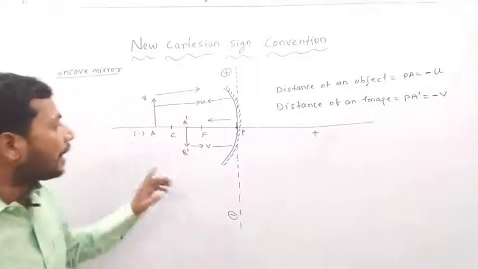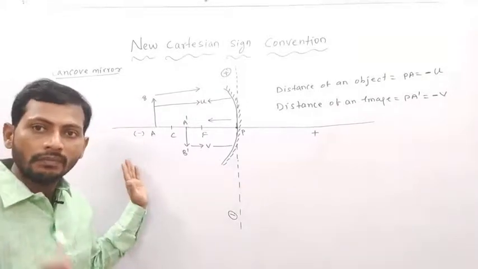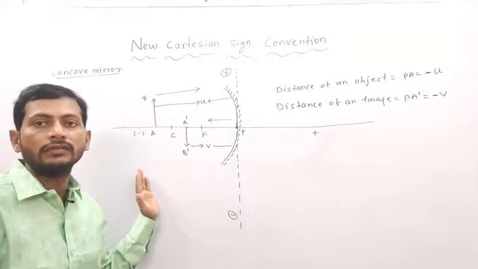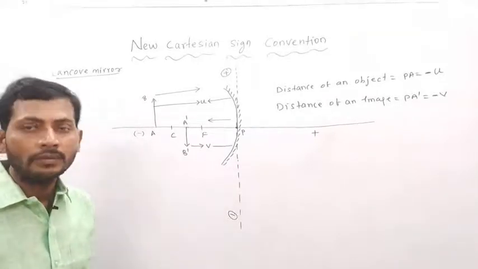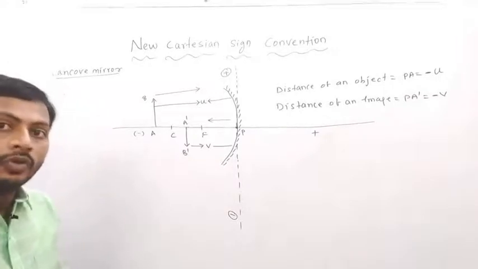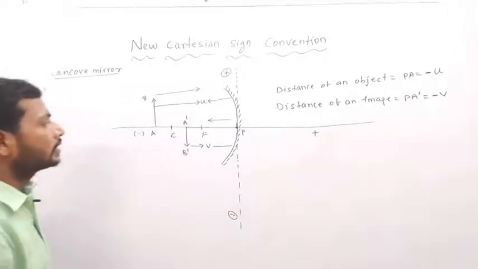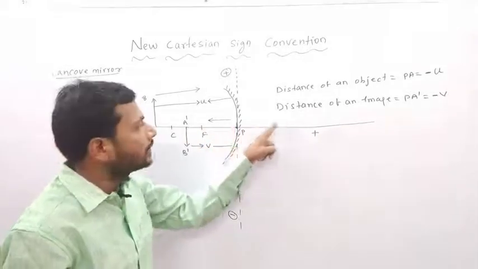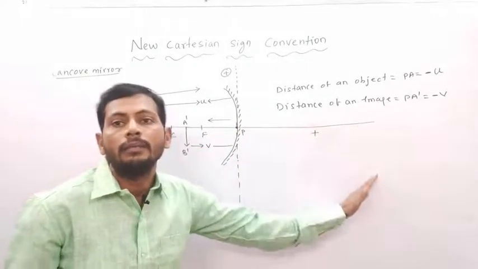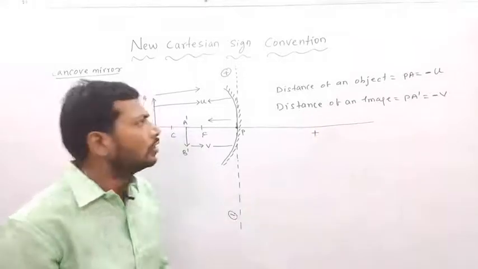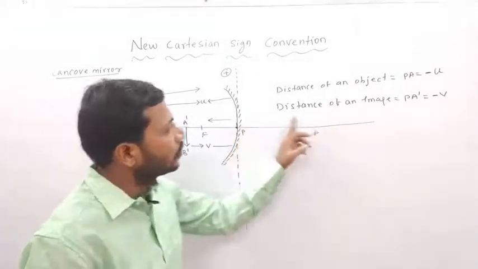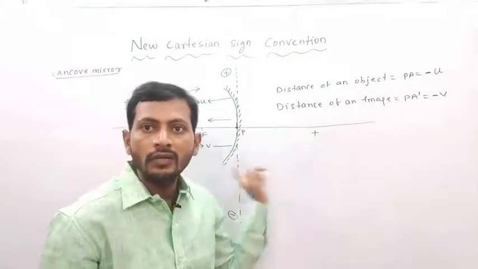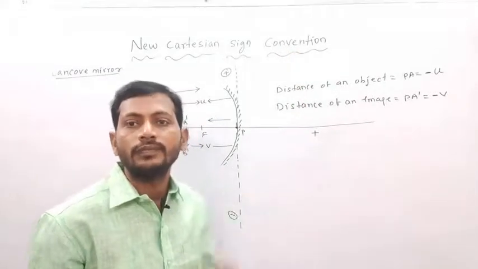If the object is on the left side, minus sign. If the object is formed on the left side, it also contains the minus sign. Sometimes, children, when the object is placed between the pole and focus, the image is formed at the back side of the mirror. Okay, no problem. When it forms at the back side of the mirror, it is the positive x-axis, so v becomes positive.